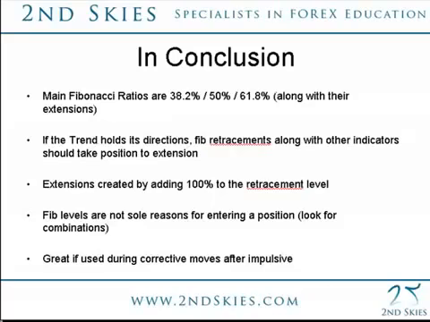Other things to notice about it: if the trend holds its directions, Fibonacci retracements along with other indicators should take the position to the extension as long as that trend continues on, and it's usually great price targets. Extensions themselves are created by adding 100% to the retracement level. Thus, if it stops at the 38.2 retracement fib level, it should go to the 138.2 extension, 50% should go to the 150, and 61.8 should go to the 161.8 extension.